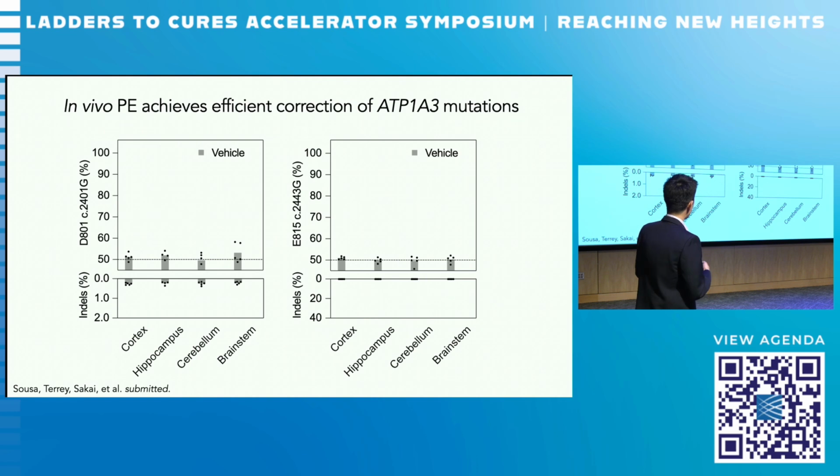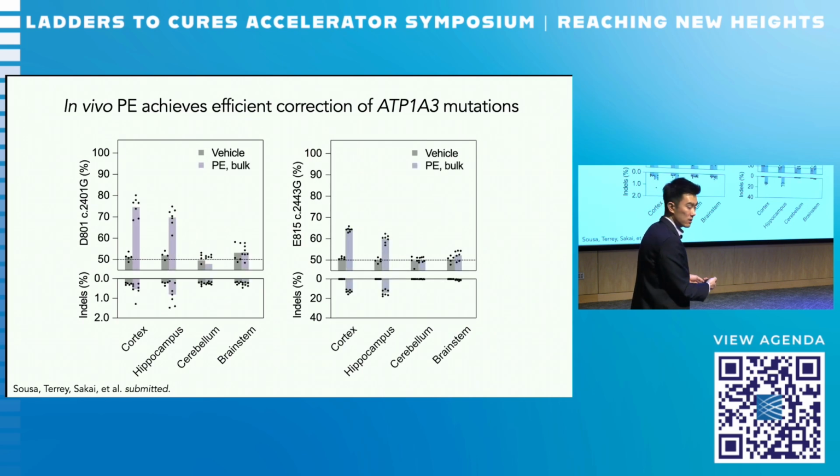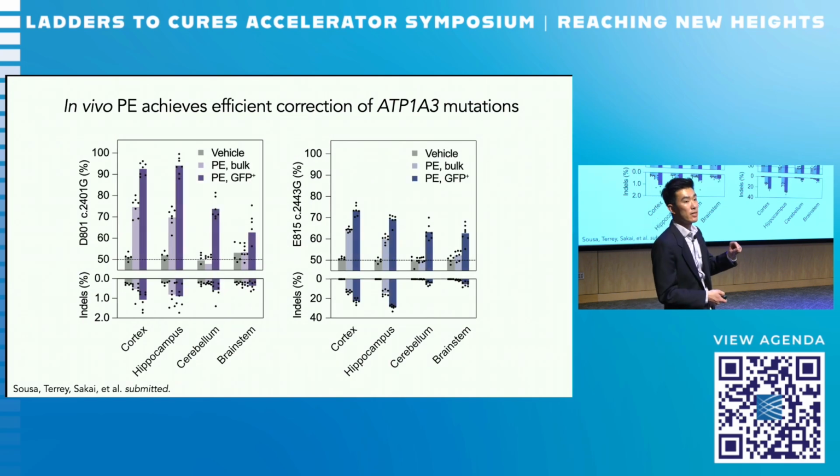And so when we first assess editing at the genomic level, here's the heterozygous baseline of untreated animals. And upon prime editing, we can achieve up to 50% pathogenic allele correction in bulk cortex samples. But actually looking at GFP-positive nuclei, so these are cells that are very highly transduced, we can observe up to 90% or higher pathogenic allele correction in certain brain regions, suggesting that in some cases, we're more limited by vector transduction than by the prime editing system itself.